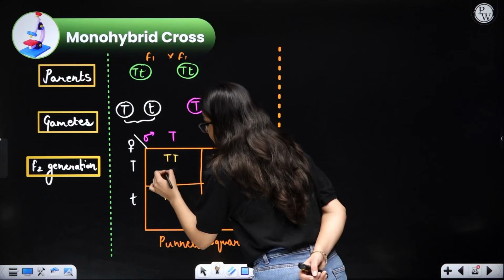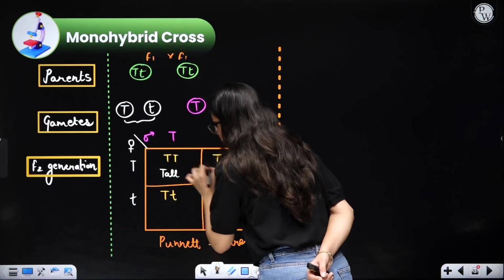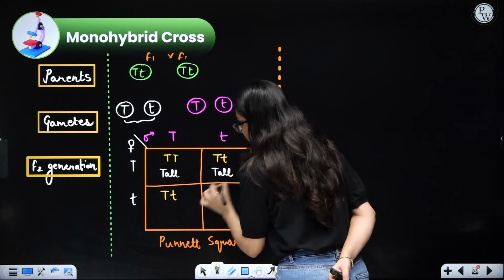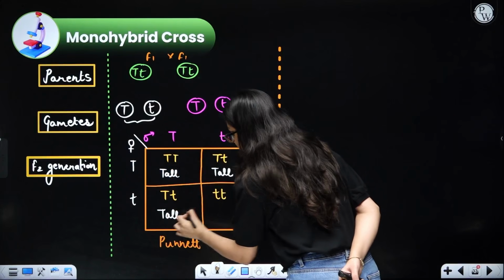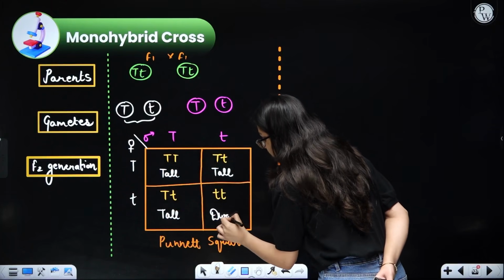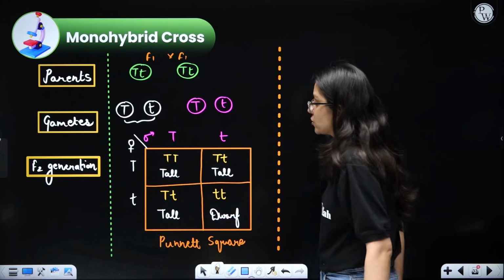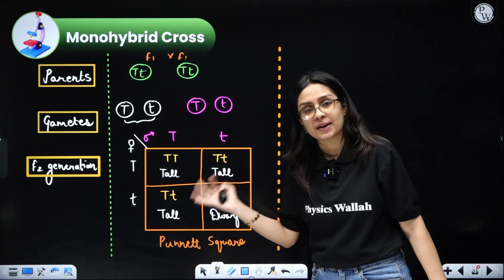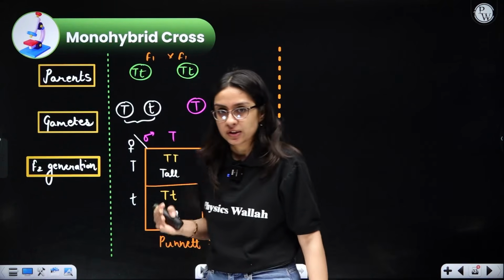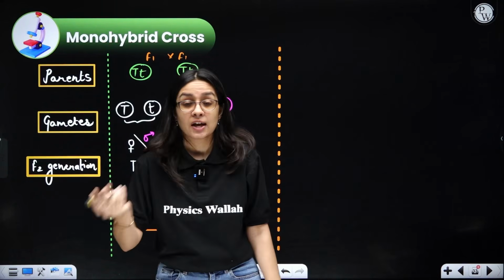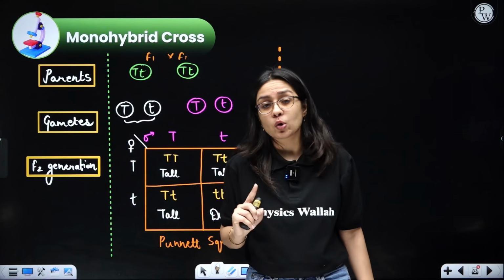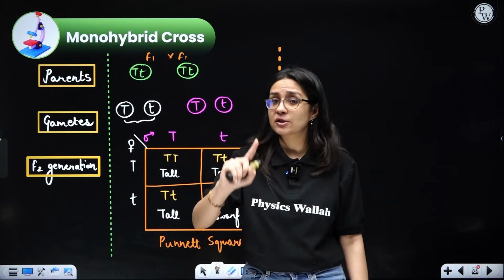See, this will look tall because it has both the dominant allele. This will also look tall. This is also supposed to look tall, but this one will look dwarf because it has both the recessive allele. So Mendel was again very surprised that in the F2 generation, the filial 2 generation, the dwarf parent could also express, because the dwarf offspring is also seen.